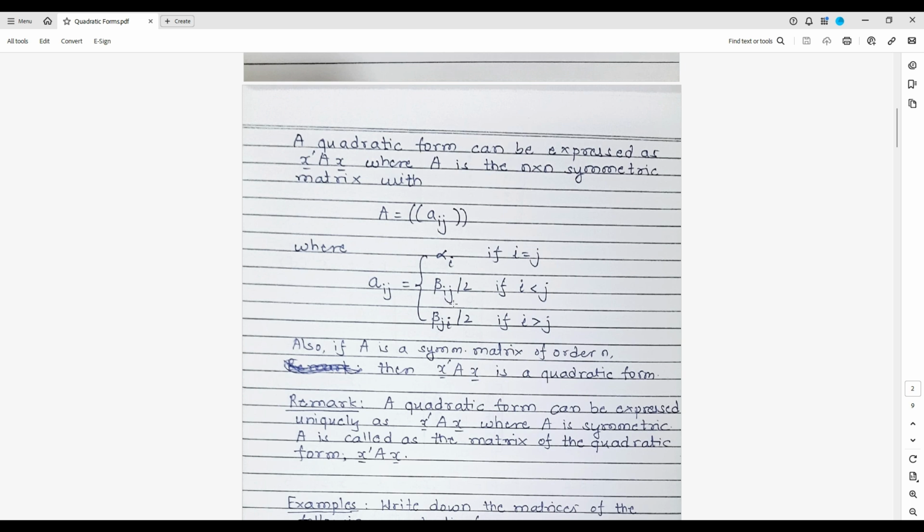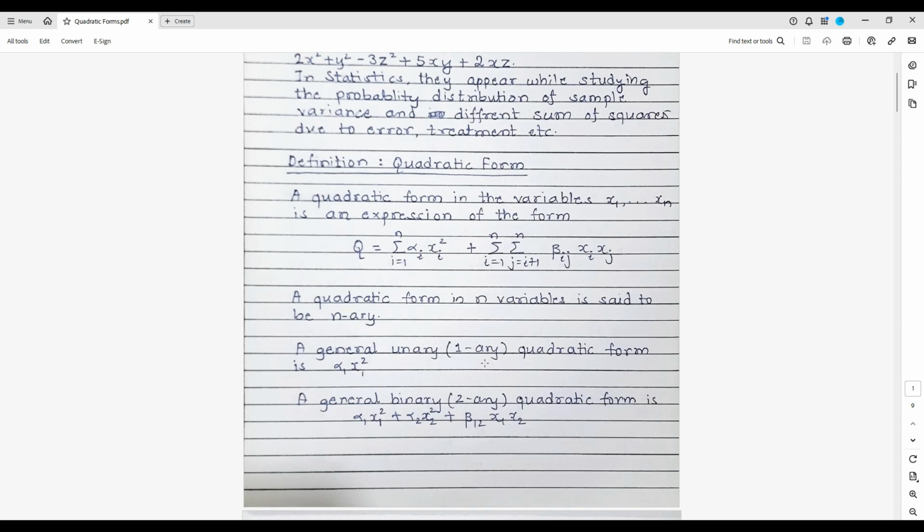And if we consider off diagonal elements, then for i less than j, it will be beta ij upon 2, and for i greater than j, it will be beta ji by 2. So thus, if A is a symmetric matrix of order n, then x prime Ax is a quadratic form. So this is an alternative way to define a quadratic form.